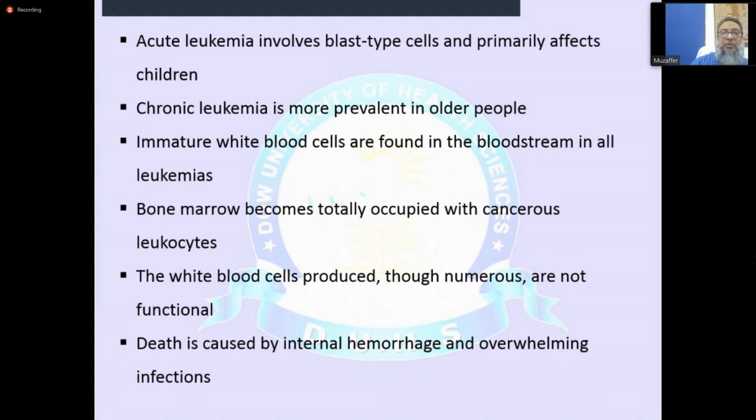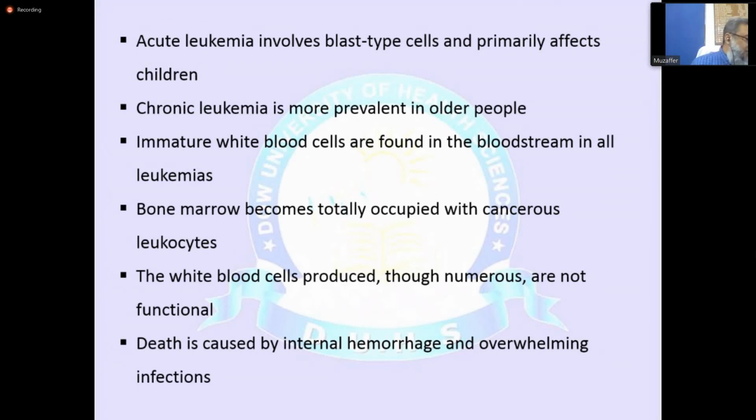White blood cells produced, though numerous, are not functional. This is a very important thing which we need to know, the difference between leukemia and leukocytosis. And the term leukopenia we already discussed. It is the decreased number of white blood cells, but they are normal in shape and their function.